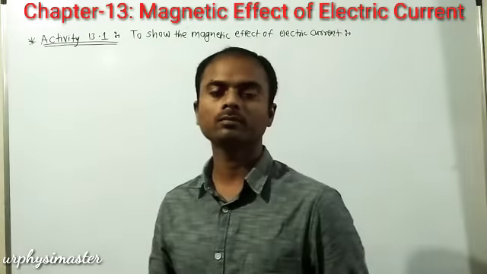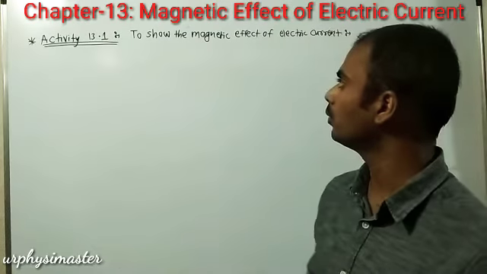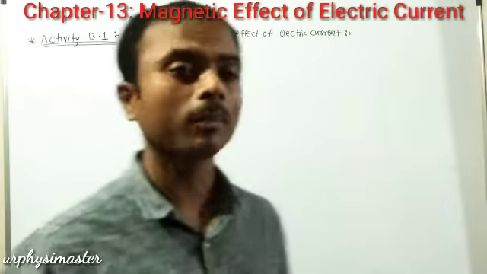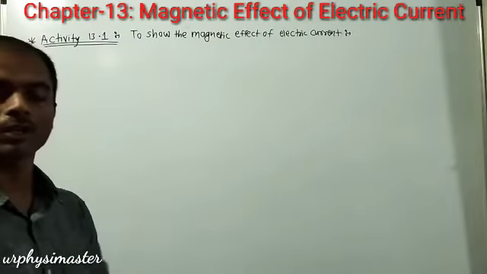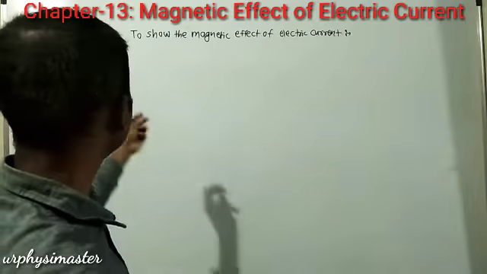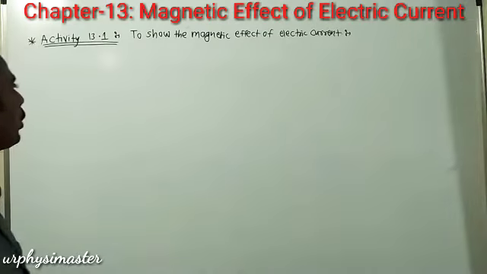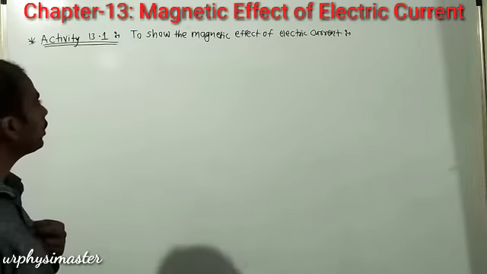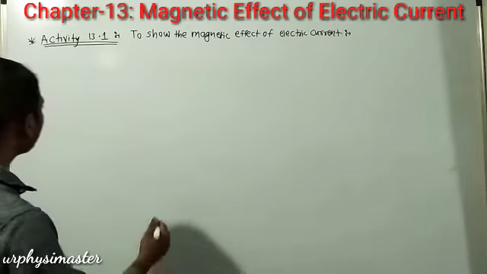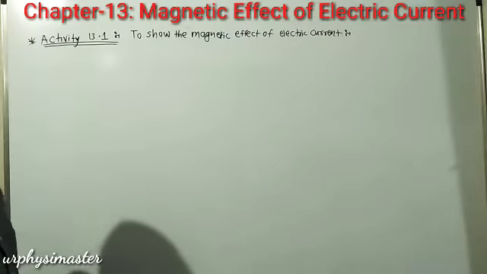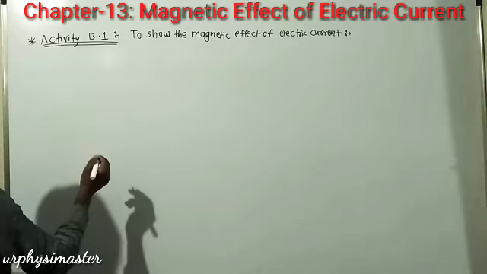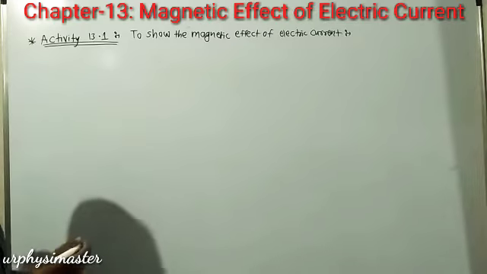Now we will study the activity 13.1 to show the magnetic effect of electric current. Okay, so let us see this activity 13.1. In this activity, we have taken a thick copper wire.